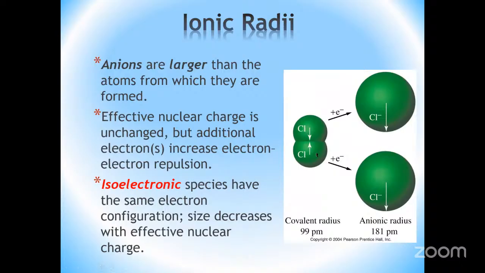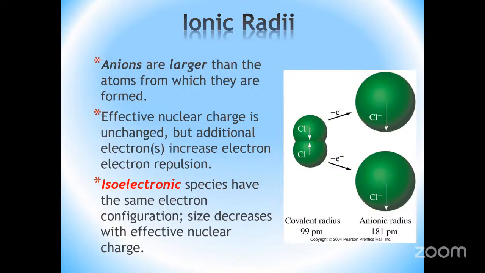So if you take chlorine, for example, chlorine has an atomic radius of 99 picometers. When it gains an electron, the radius increases to almost double the size, which is 181 picometers. So that's basically the opposite of what happens in the case of cations formed from atoms.